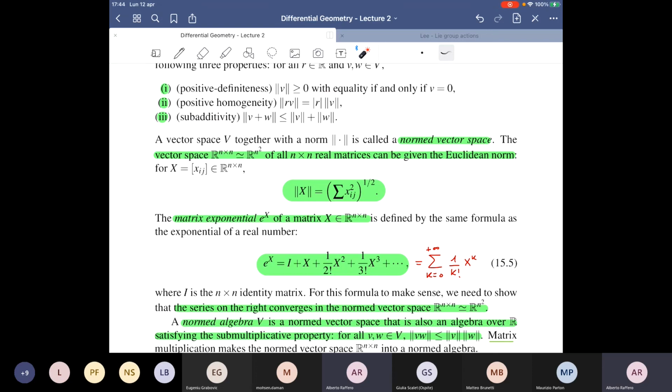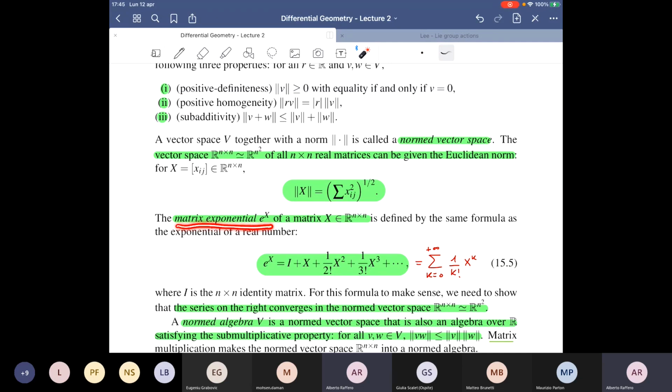For instance, the space of square matrices, which is canonically isomorphic to the vector space R^(n squared), can be given the Euclidean norm, which is just the sum of the squares of the entries of the matrix, and then you take the square root of this sum. This is a norm, so it satisfies all these requirements.